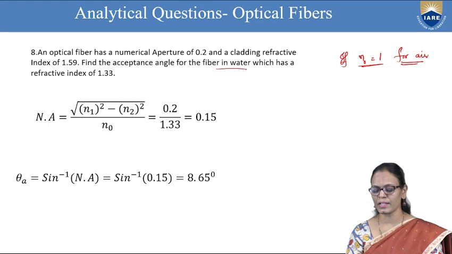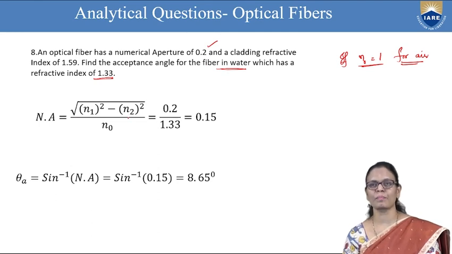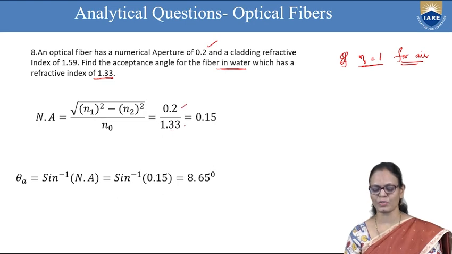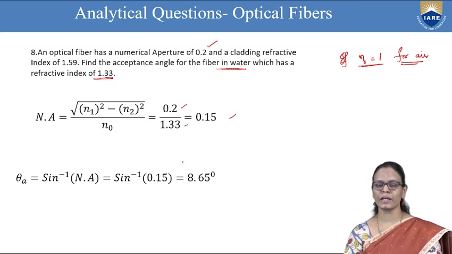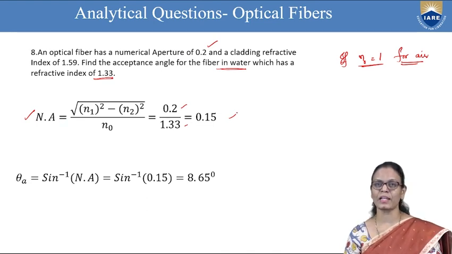But here it is mentioned that it is in water, and the refractive index of water is given. So now we know the numerical aperture 0.2, which is the square root of N1 square minus N2 square, upon N0, which is 1.33. Simply substitute the values and you get the answer for NA. What you need to understand is the concept of how the formula varies when placed in water and how we do the substitution. Once you get NA, sine inverse of NA will give us the acceptance angle.